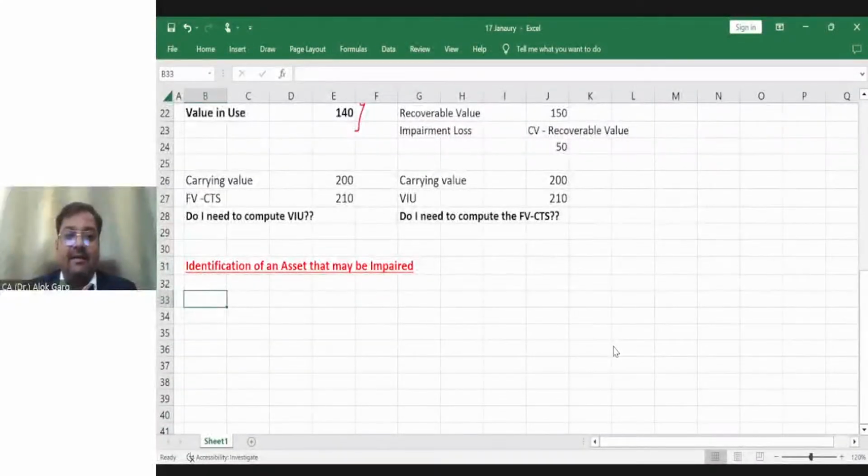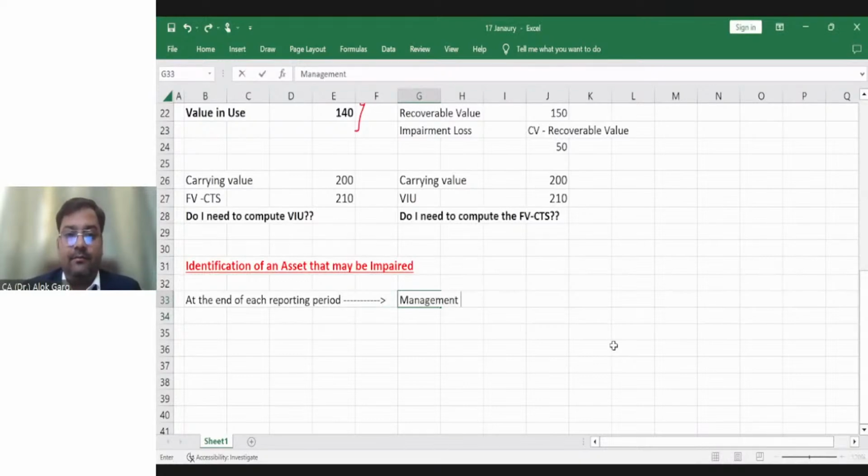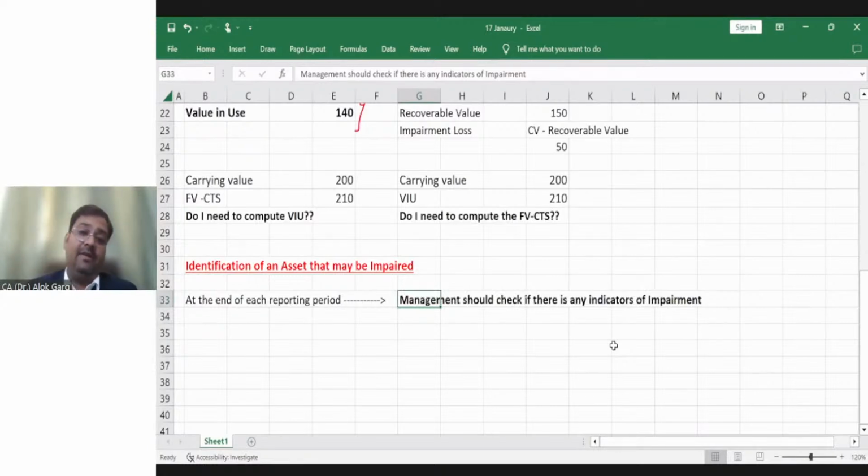So the standard says that at the end of each reporting period, what is required to be done? Management should check if there are any indicators of impairment, right?